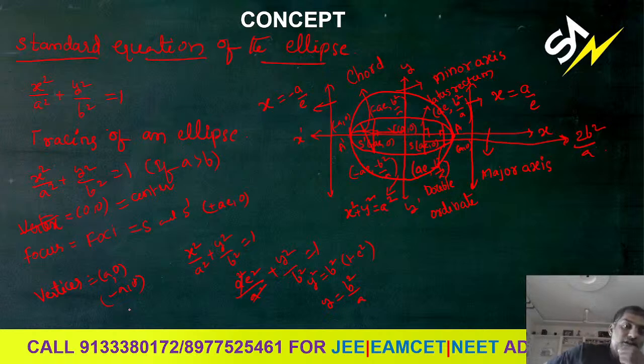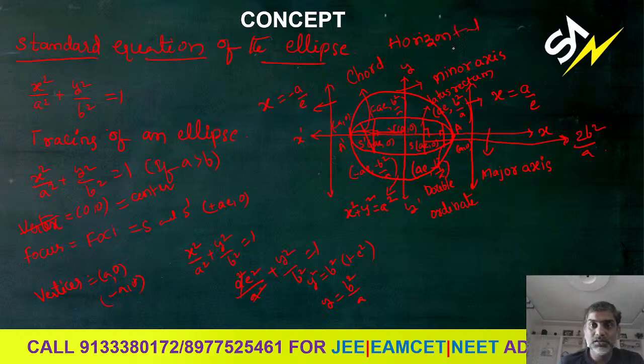Then you see here, this is for a greater than b. This is for a greater than b. What do we call this ellipse? We can call this ellipse a horizontal ellipse. Then what do we mean by a vertical ellipse?